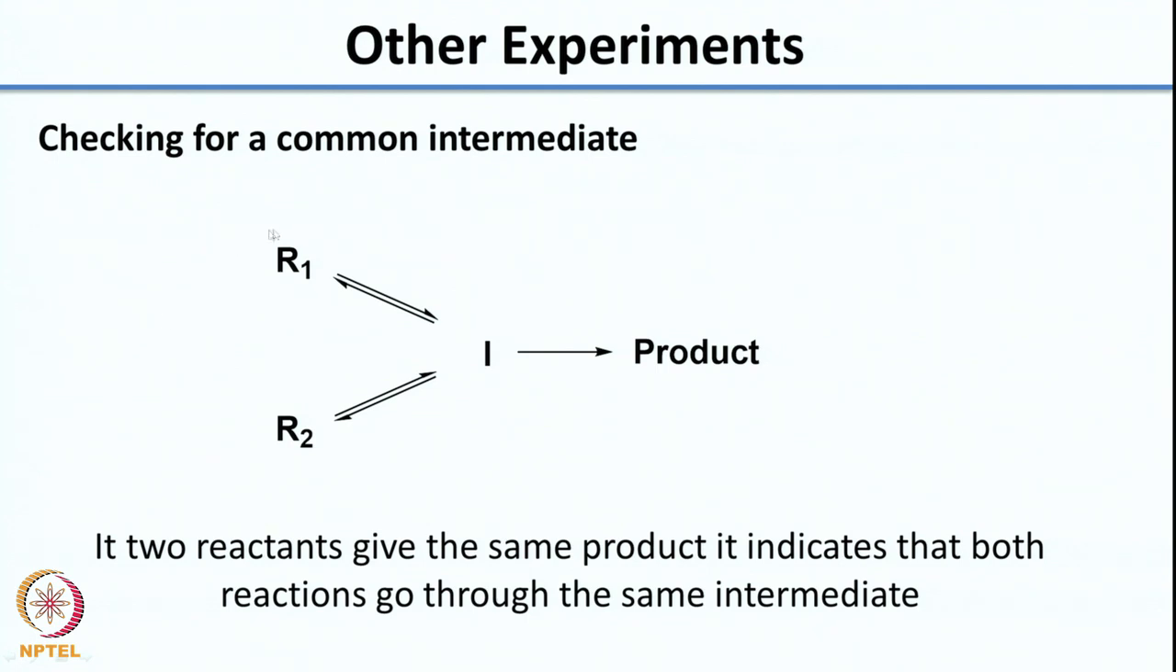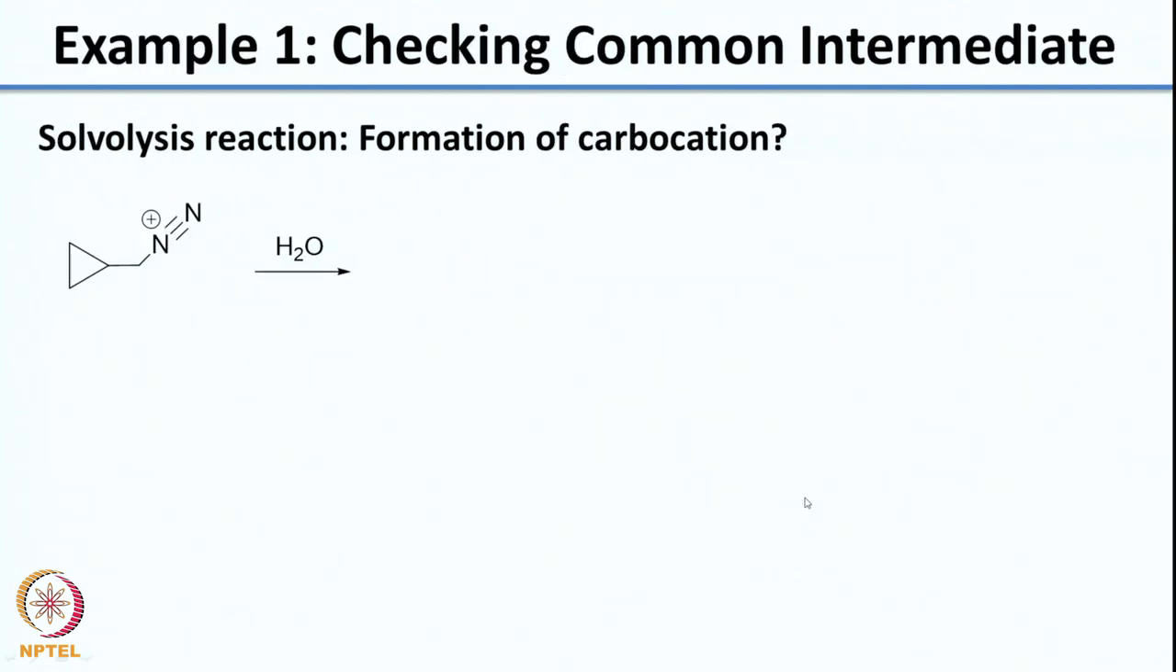So, this method is called checking for a common intermediate. As you can see, you have two reactants forming a common intermediate, hence you get a common product. Now, let us see two examples as to how this can be used to figure out the mechanism. The first example is a solvolysis reaction. As we have studied solvolysis earlier, it is a reaction where your solvent is also involved. So, your solvent is acting as a nucleophile in this case.